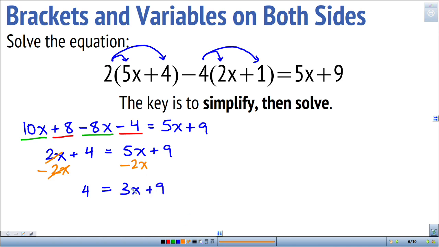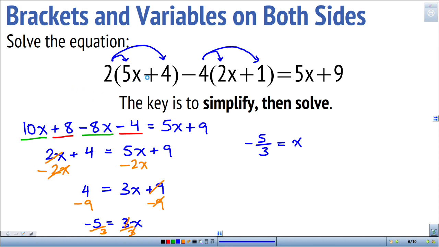All right, so the variable is on the right-hand side here, so I need to get rid of that plus 9 first, and then that 3 that's multiplying. So I'm going to subtract 9. So I'm going to do that on both sides. So 4 take away 9 is negative 5 is equal to 3x. Now the last thing that we're going to do is divide both sides by 3. So those 3's will divide away. So it looks like negative 5/3 is equal to x.